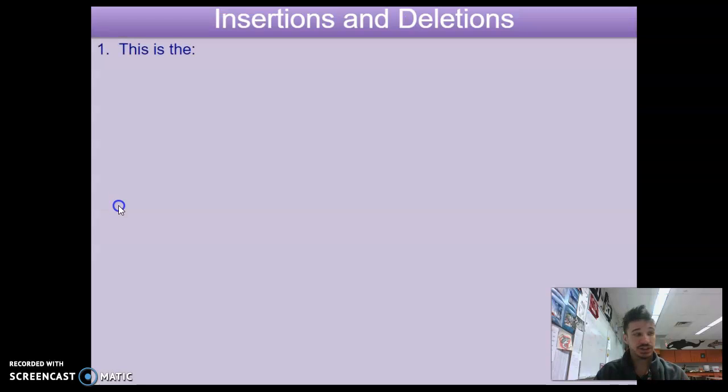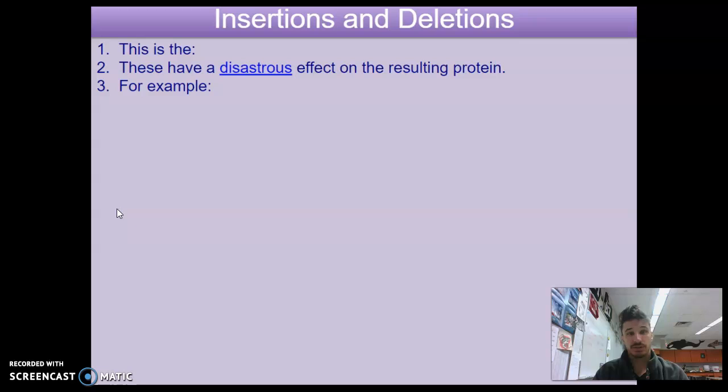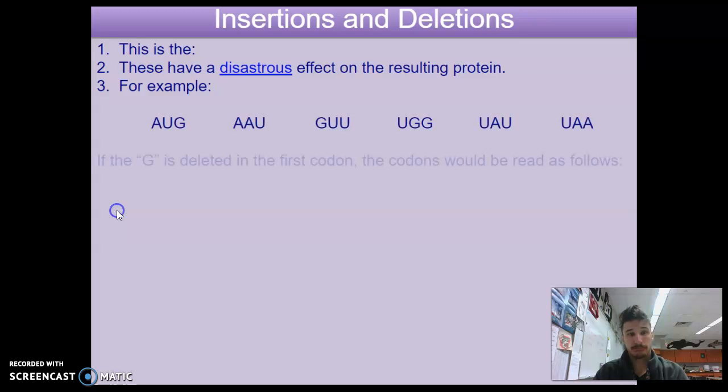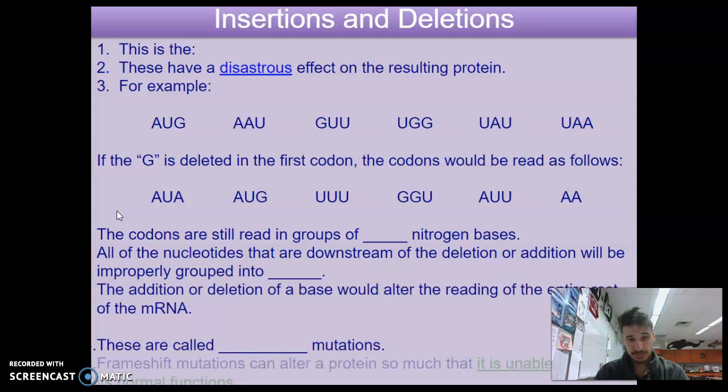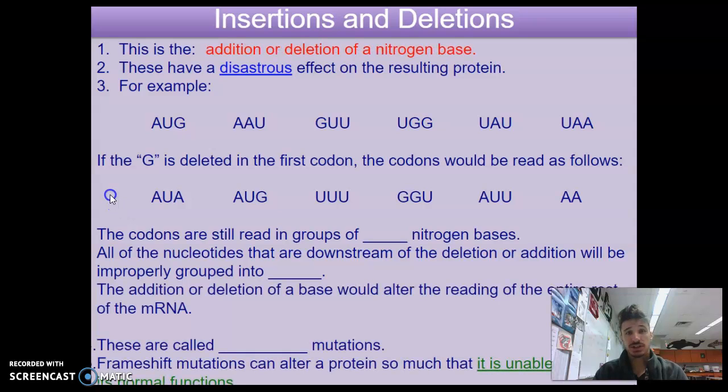Now, insertions and deletions are a little different. Let's bring all of this onto the screen here. Insertions and deletions are adding or taking away a nitrogen base, and these have disastrous effects. Remember our sentence analogy, the red dog ate the cat, and we removed the first T, so we deleted the T and it shifted everything? That's exactly what happens here.